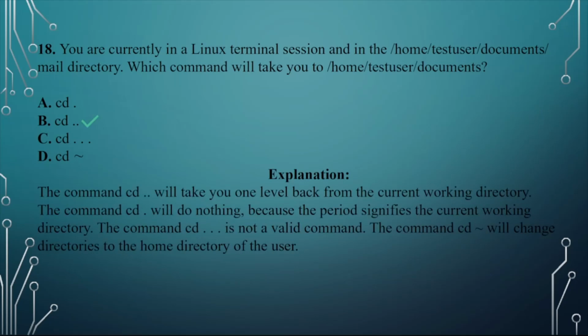The answer here is B. cd with 2 dots or periods. It will take you back one level from the current working directory. Using one dot will do nothing because the period signifies the current working directory. Using 3 periods is not a valid command, and the command cd with the squiggly line will change directories to the home directory of the user.